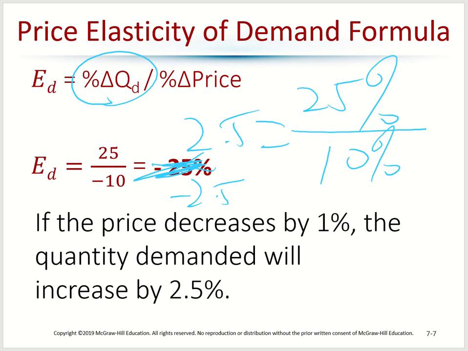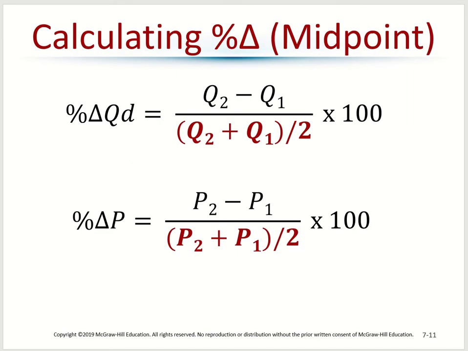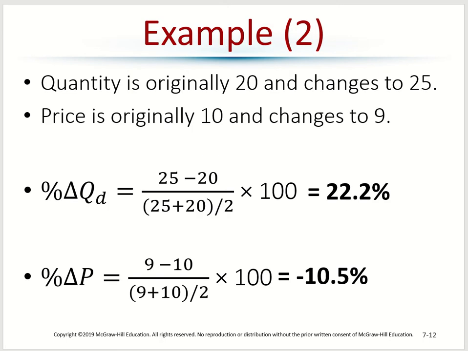So now let me show you the midpoint formula. The midpoint formula is very similar. The only difference, again, is how you find the percentage change in quantity and price. It's Q2 minus Q1, that's the difference on top, divided by Q2 plus Q1 divided by 2, that's the average on the bottom. Okay, so we're going to use the same numbers. This is Q1, this is Q2, this is P1, and this is P2. So Q2 minus Q1, so 25 minus 20, divided by 25 plus 20 divided by 2.